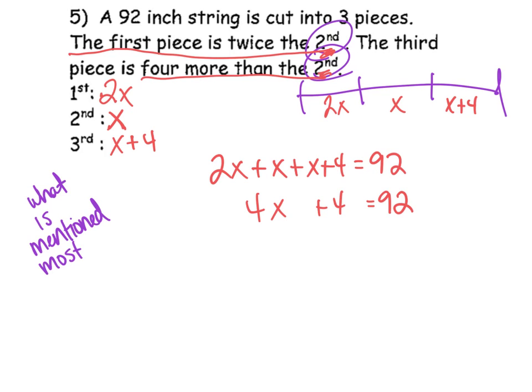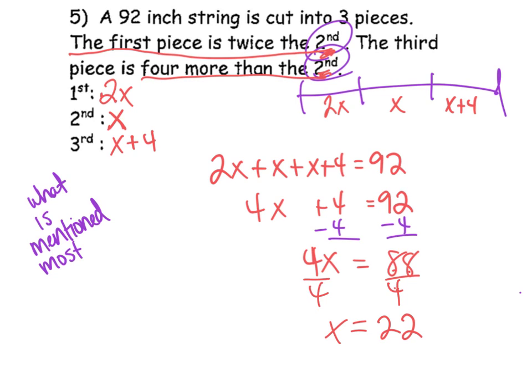What do I do next? Okay. 4x equals 88. All right. Divide by 4. How many times does 4 go into 8? 2. How many times does 4 go into 8? 2.